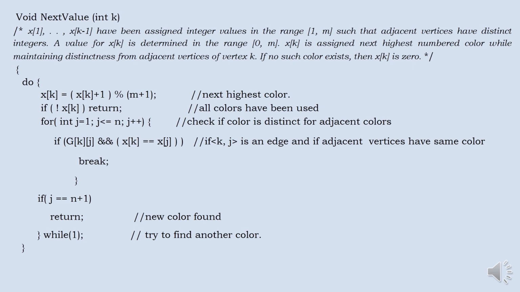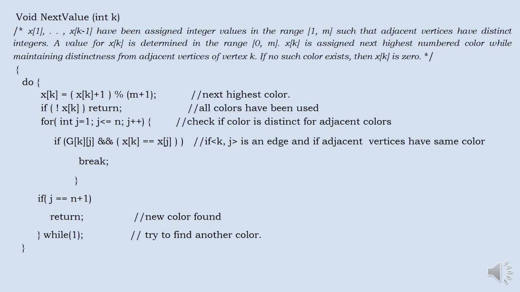If x of k has got a value other than 0, then you have to check now whether this value that you have obtained is the proper one. That is, with respect to its adjacent vertices, they should not have the same color. So for j is equal to 1, j less than or equal to n, j plus plus, you check whether it has an edge. How do you know it is adjacent to another vertex? By looking at the adjacency matrix.